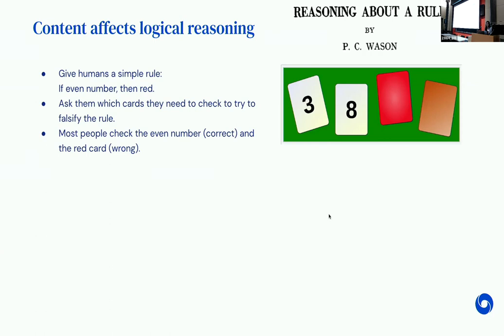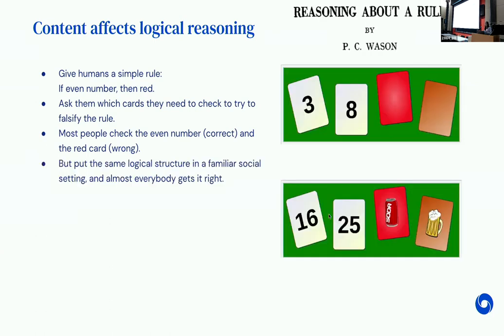But if you put the same exact logical structure in a familiar social setting, if you say, if you're drinking alcohol, then you need to be more than 21 years old, then everybody suddenly knows exactly what to check. It's the exact same logical structure, but just applied in a setting that makes it much more familiar and grounded. So this has been used to argue that humans aren't perfectly abstract logical reasoners, that the content of the variables they're reasoning over has a strong effect on their ability to do logical reasoning. And there's a large literature on a large number of these findings in logical reasoning, primarily under the umbrella of belief effects.